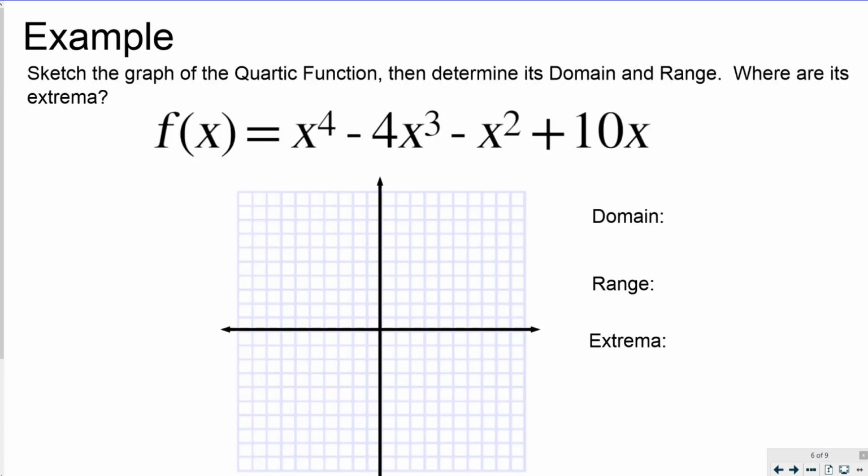So, sketch the graph of the quartic function. Here's an example problem I might see with this. Sketch the graph of the quartic function, determine its domain and range. Where are its extrema? So, I'm going to go ahead and actually type this into my graphing calculator. You would type in x up caret 4 minus 4x up caret 3 minus x to the second power plus 10x. And you're going to hit graph.